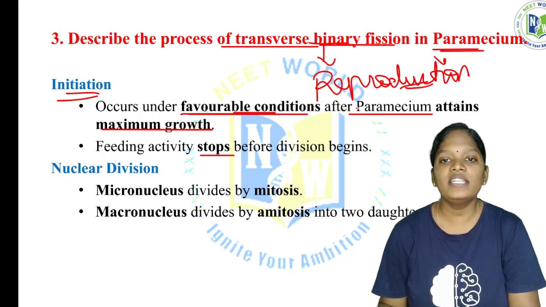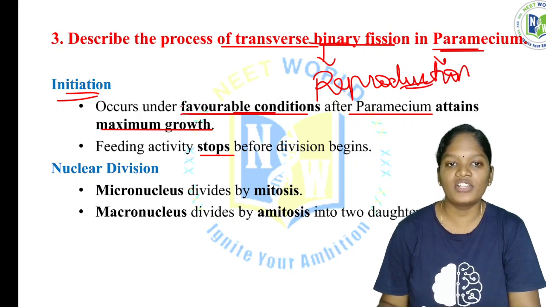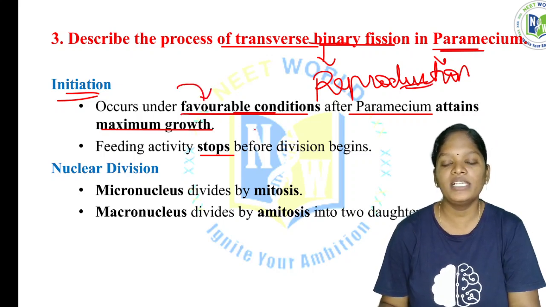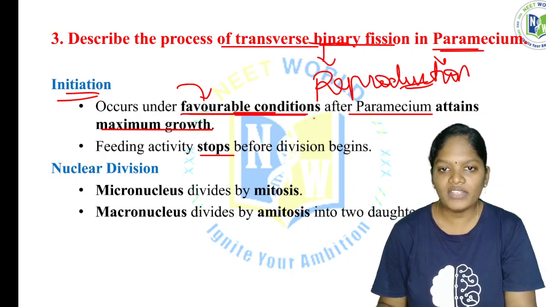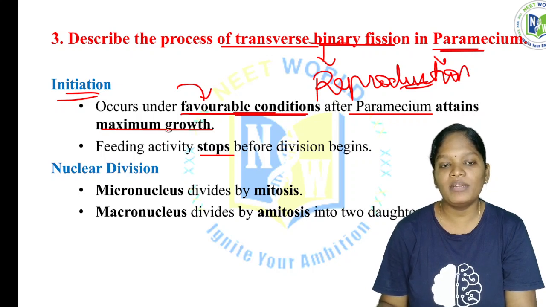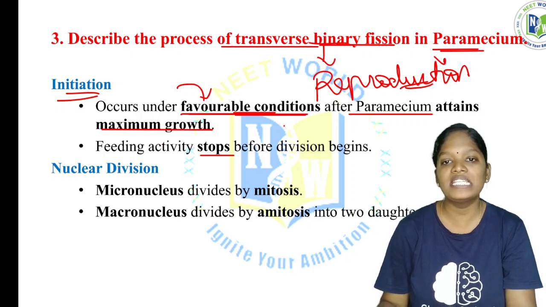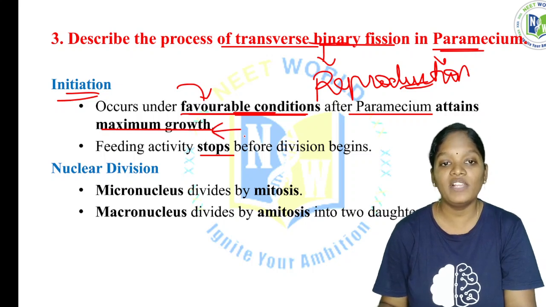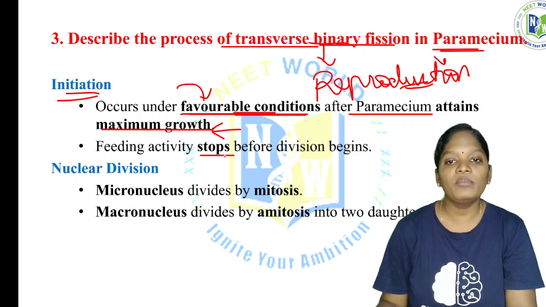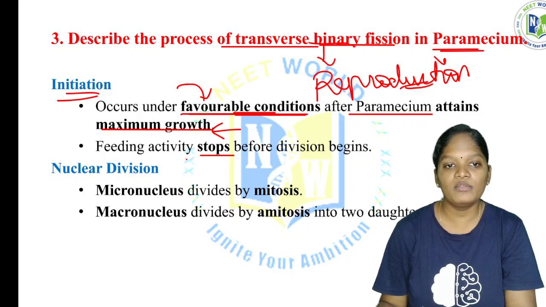Okay, so it is a reproduction function. It occurs under favorable conditions. In favorable conditions, they undergo binary fission, specifically transverse binary fission, after the paramecium attains maximum growth, once it is matured. That is called maximum growth, that is, sexually matured. That is when the paramecium undergoes maximum growth.